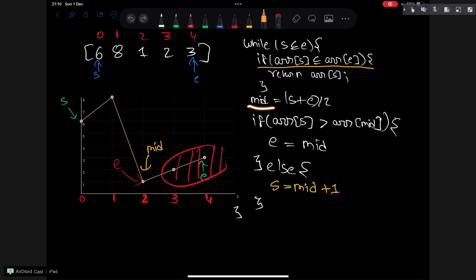Okay, so we will again find out the mid. Mid is equal to S plus E by 2. What is my mid going to be? Let's calculate. Mid is equal to S plus E by 2. Mid is going to be 0 plus 2 by 2. It is going to be 1. So this is where the mid is going to point at.